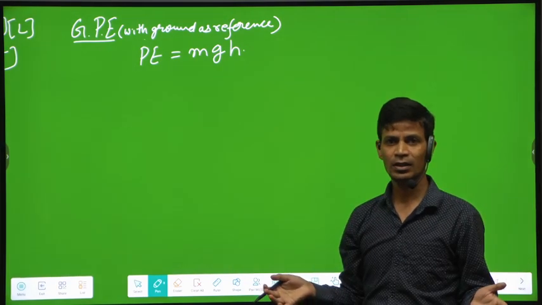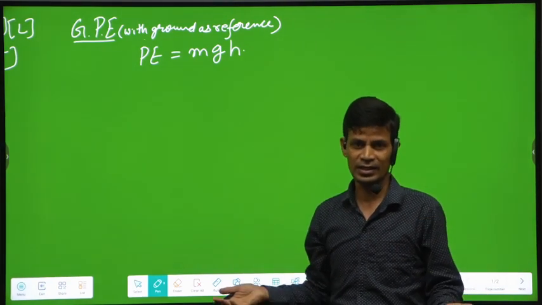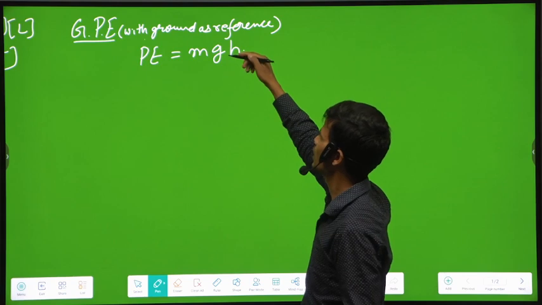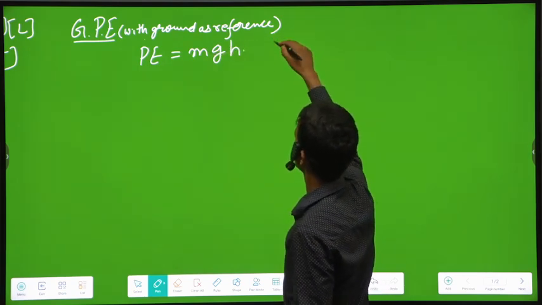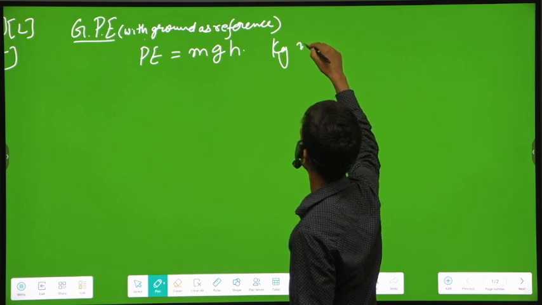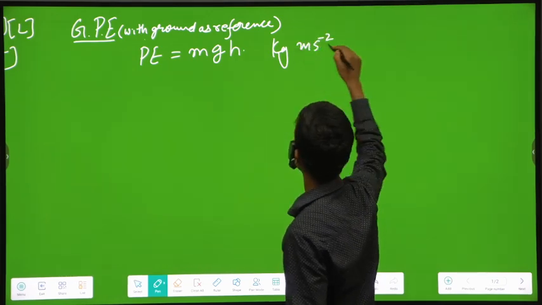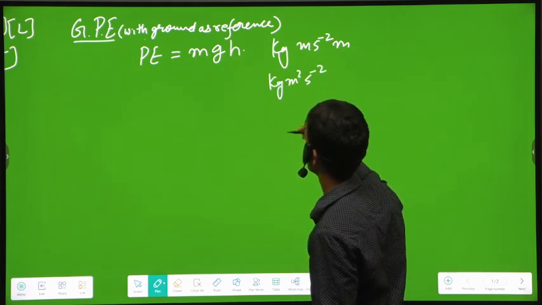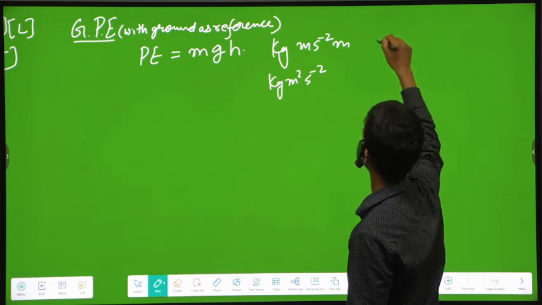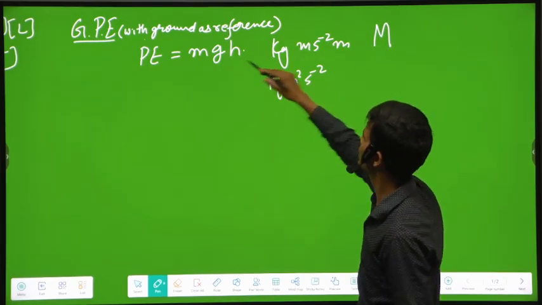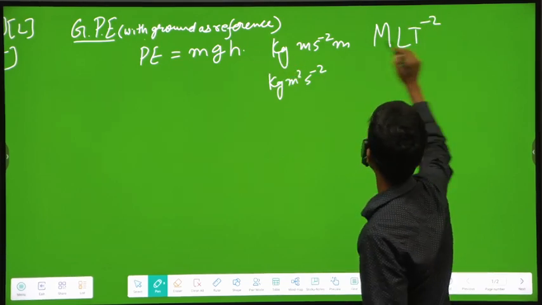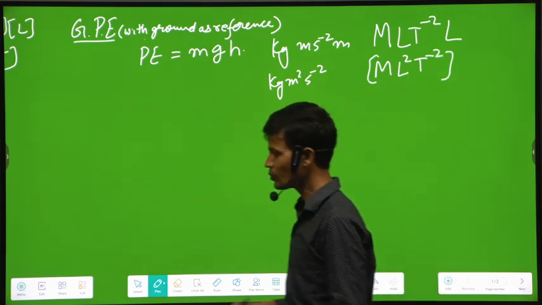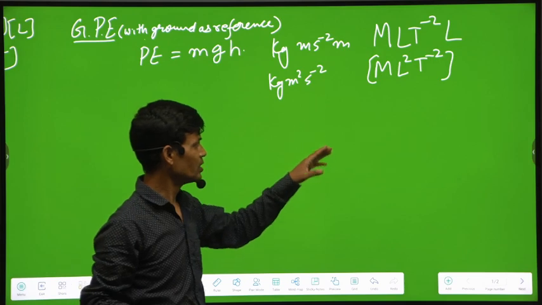Now whichever be the type of acceleration, it is still acceleration, so we will use the same physical units and dimension for this g. Mass is kg, g is meter per second square, and multiplied by height means meter. So ultimately it is kg meter square per second square. About its dimension, that of m is M, g is LT minus 2, and h is L. So it is ML2 T minus 2.